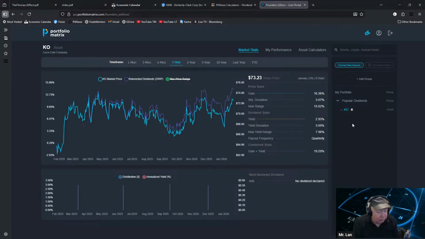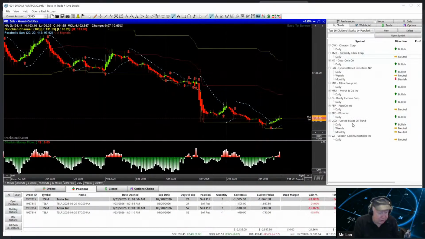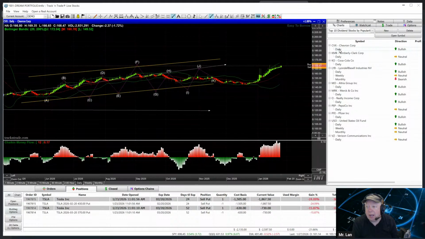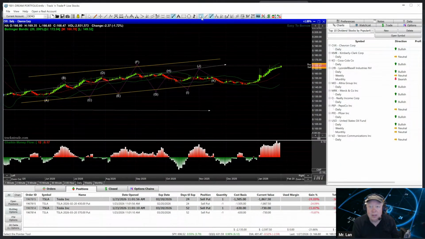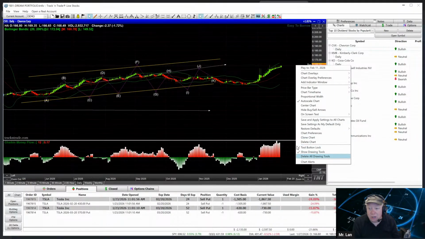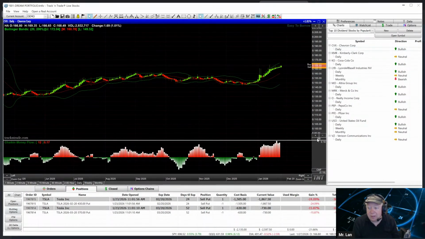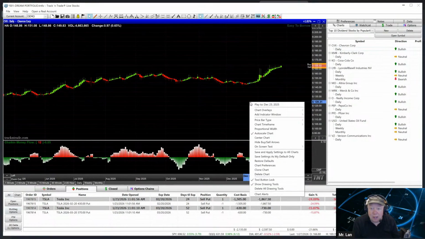So now we're going to do that with all the rest of the popular list. We're going to come over to track and trade and our popularity. The next one we're going to look at is CVX. Let's delete all these drawing tools. We're just going to look at this. I don't want Bollinger Bands. I want bulls and bears.